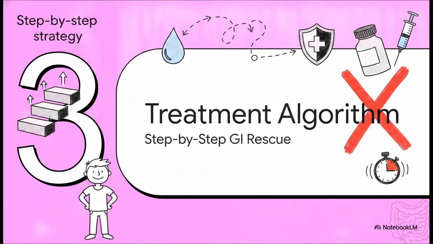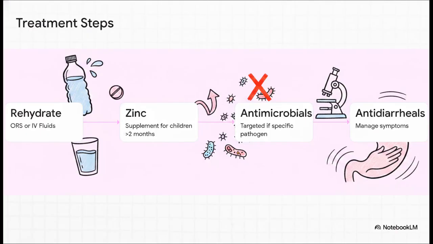Section 3. Treatment Algorithm Fundamentals, Step-by-Step GI Rescue. It's absolutely crucial to know your step-by-step strategy to save the patient before you even think about reaching for the heavy pharmacology. So here's the core algorithm you need to memorize. Step 1, always rehydrate first. Oral rehydration solution, or ORS, or IV fluids if it's severe.